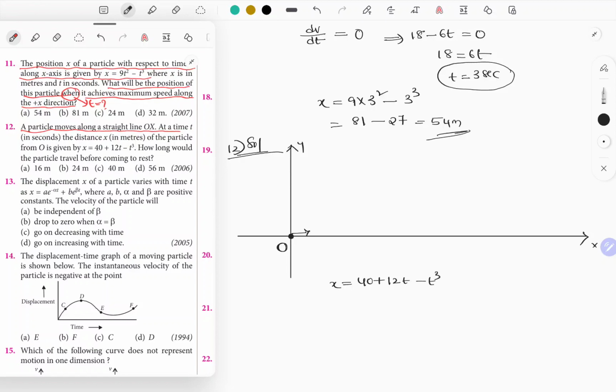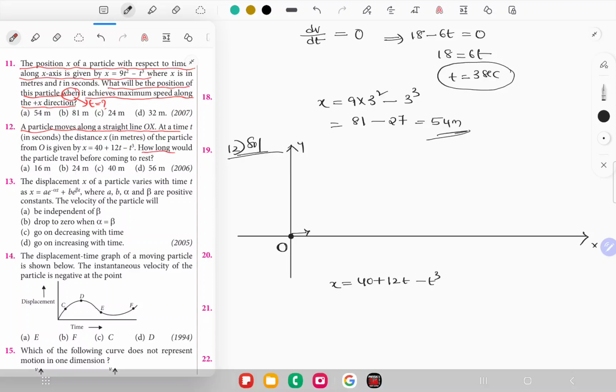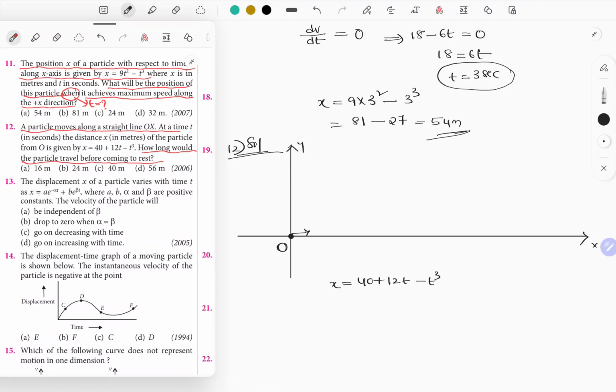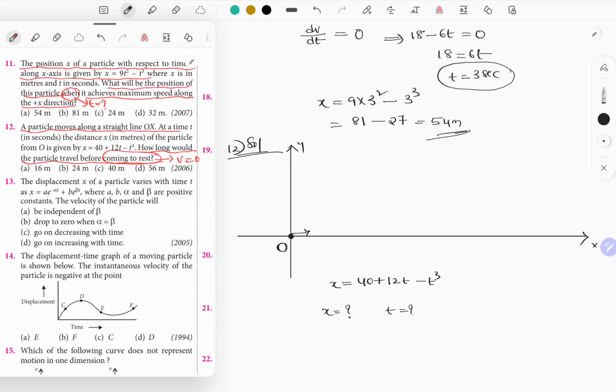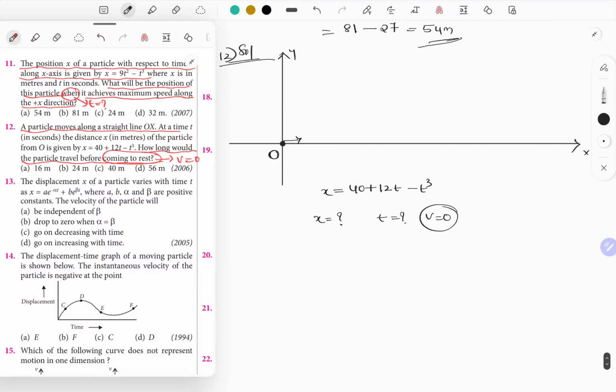minus t cube. After knowing this equation, what is the question they are asking? How long would the particle travel before coming to rest position? How long? It means x is equal to what? Before coming to rest. The meaning of rest is velocity is equal to zero. At what time is velocity going to become zero? This is what I have to find. So try to understand, I need position. I mean, how long the particle travels before coming to rest position.